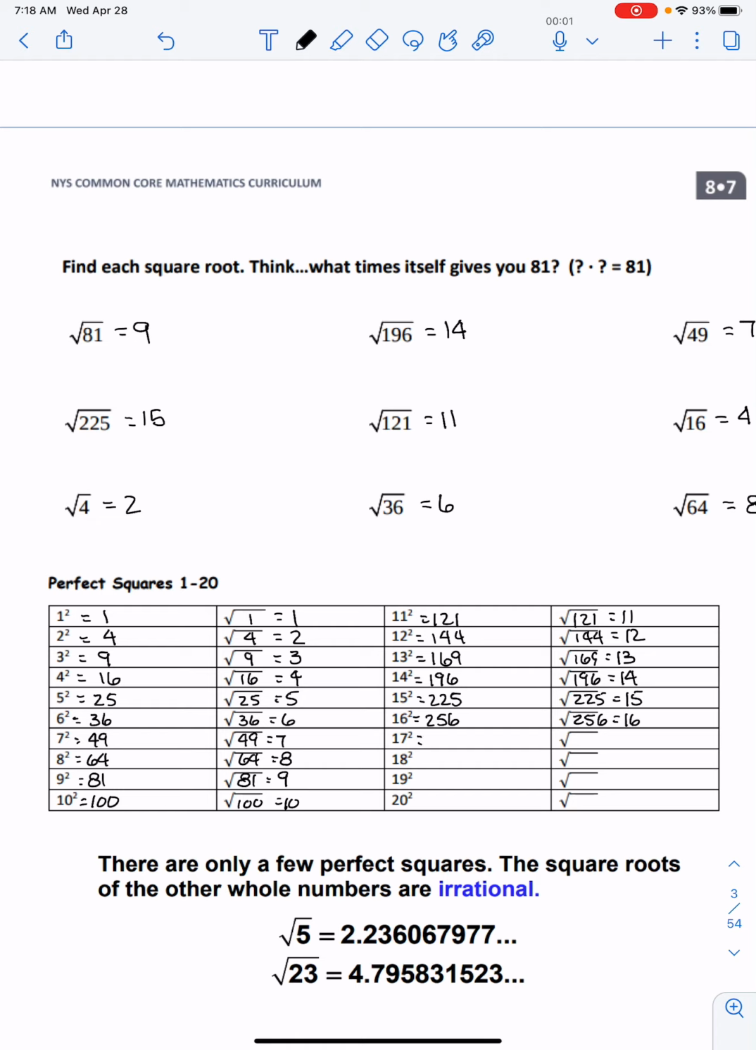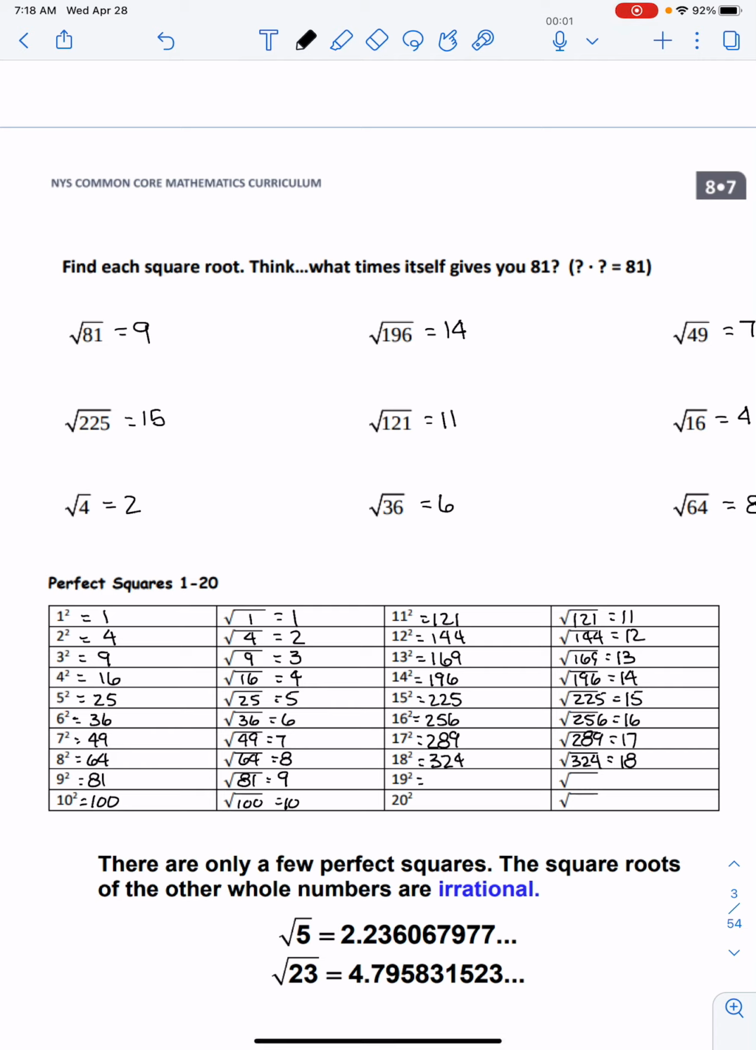17 squared is 289, and the square root of 289 is 17. 18 squared is 324, and the square root of 324 is 18.